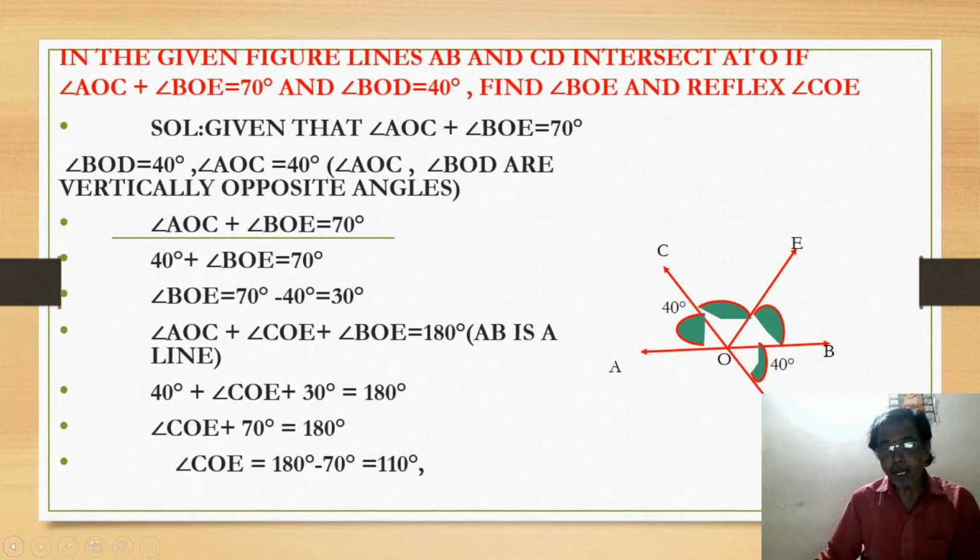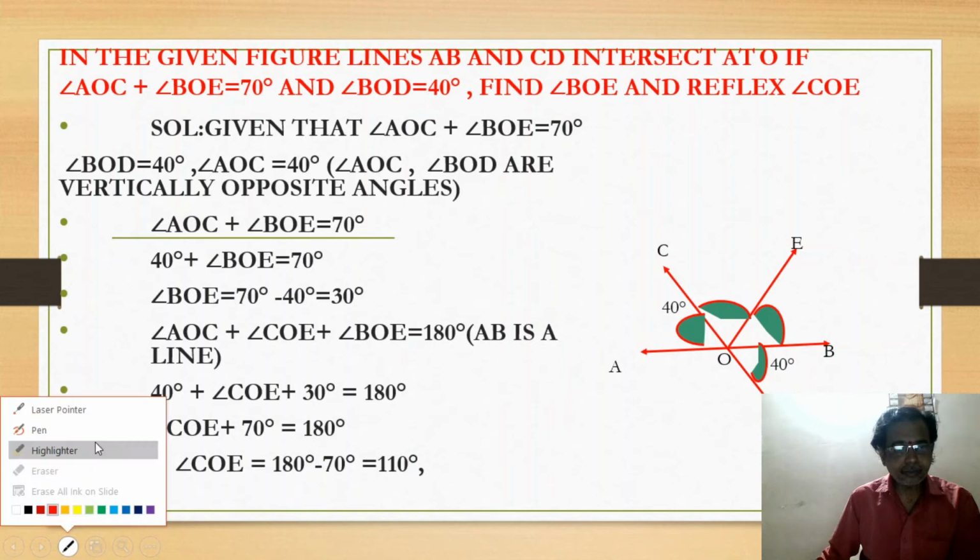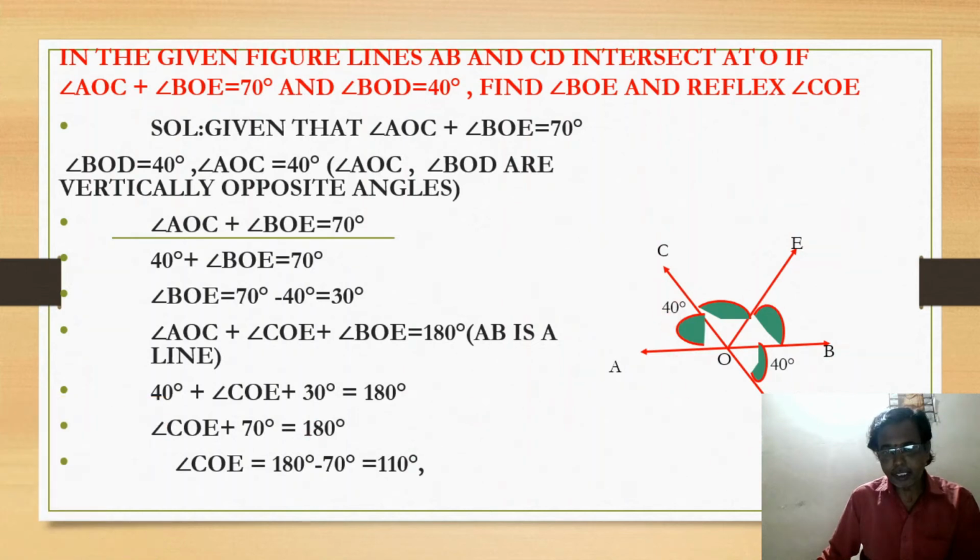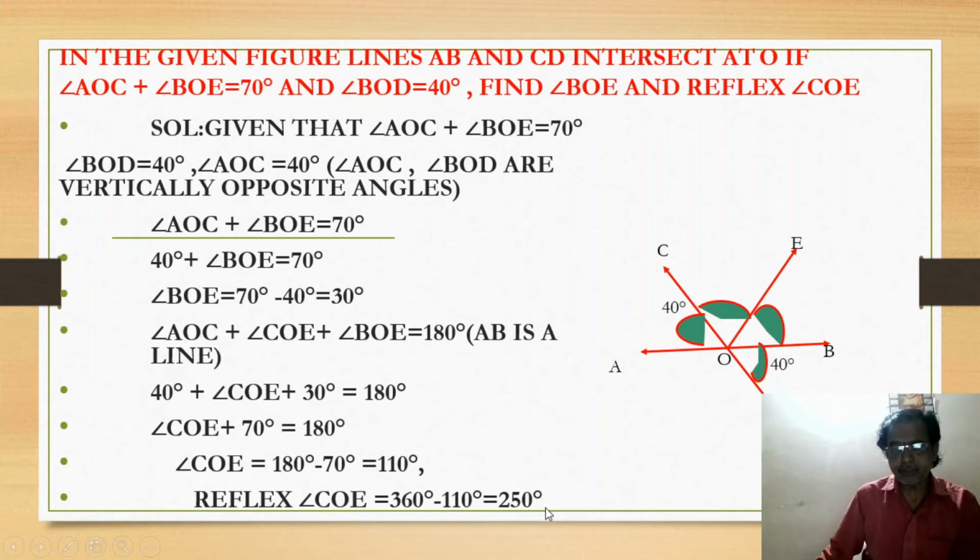So till here we got only COE. But we need to get the reflex of COE. So to get the reflex of COE, we need to get this angle. Actually, around this O we have the complete angle of 360 degrees, but here COE occupies 110 degrees. We need to get this remaining spot. So we have to get the reflex angle by subtracting 110 degrees from 360. The reflex of angle COE is simply 360 minus 110, that is 250 degrees. So this angle is 250 degrees.